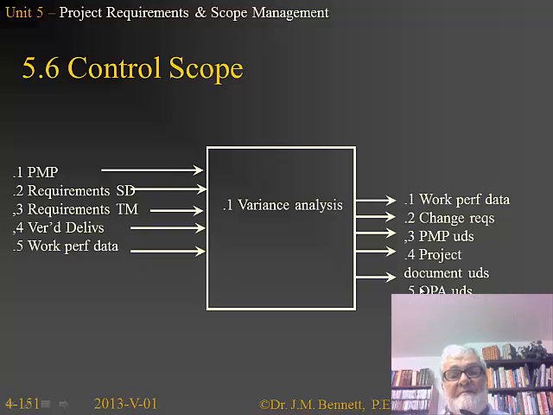because now if we've made a change in scope, we want to do a root cause analysis saying, why did we have to change that scope? What was the reason, the motivation for it, and what was the effect on the project in the changing of the scope?